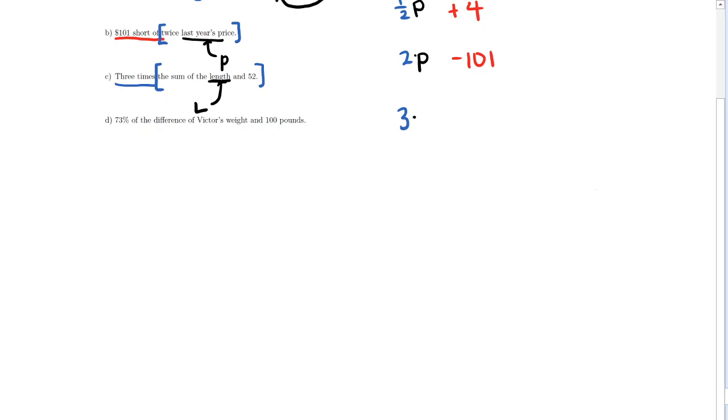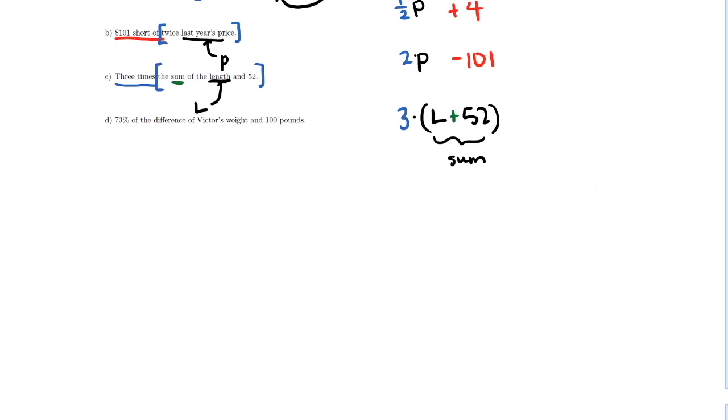And so here, when we say the word sum, it's telling us to add 2 things. So we're going to multiply 3 with the result we get from this addition. Right, sum is telling us to add 2 things, and it's specifically referring to the result of the addition. And so when we're saying 3 times the sum, this will be the sum, and we're going to multiply that result with 3. And so the sum of what? Well, the sum of L and 52, the length and 52. So that's our expression for part C.